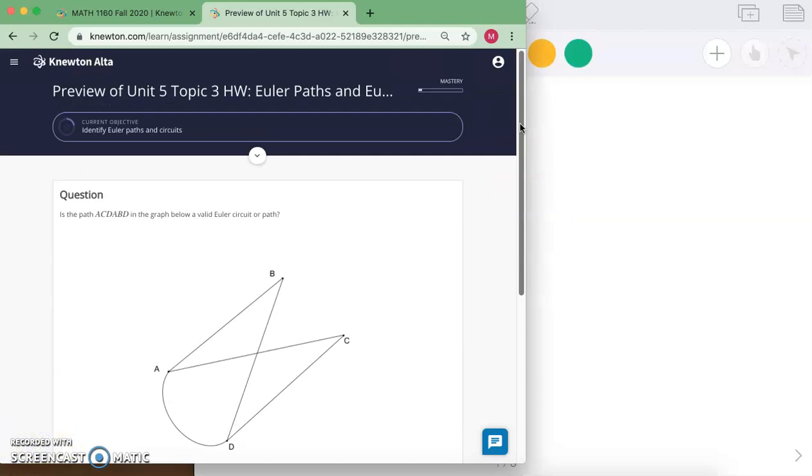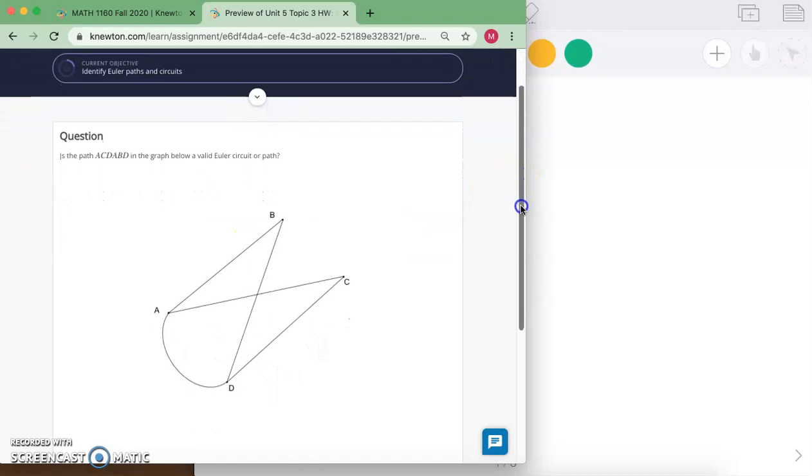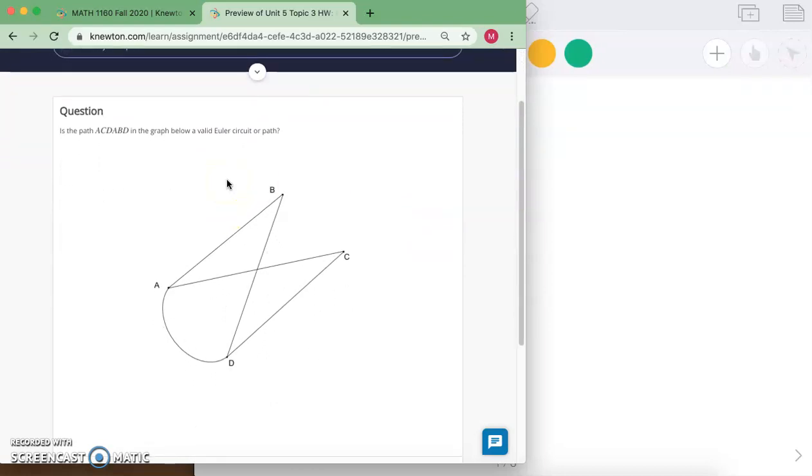So here's another example. Is the path A, C, D, A, B, D in the graph below a valid Euler circuit or path? Well, let's take a quick look. I'm going to tell you right now that we do not have an Euler circuit because look, vertex A has 1, 2, 3 edges coming off of it. So we already know that's not the case. So now we're going to see if there's an Euler path.